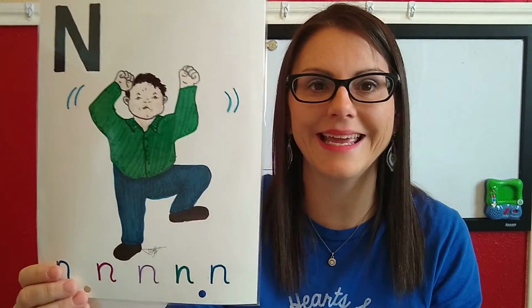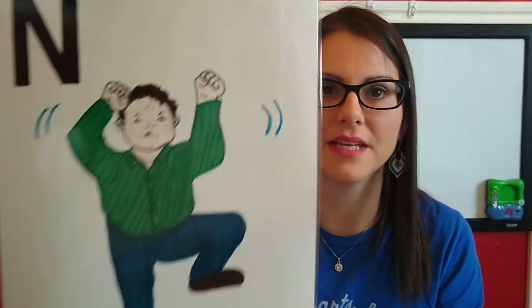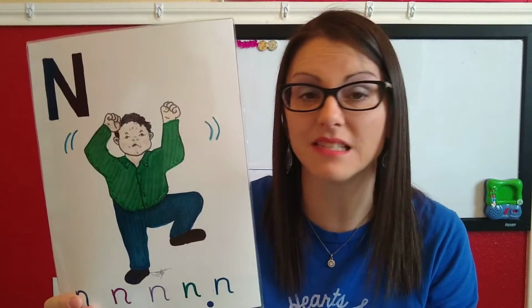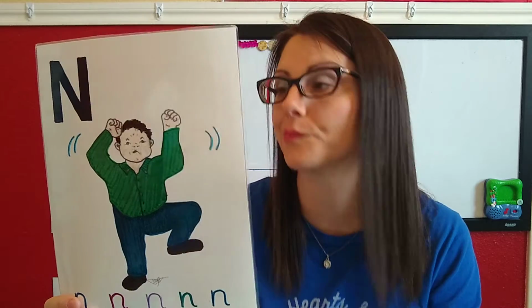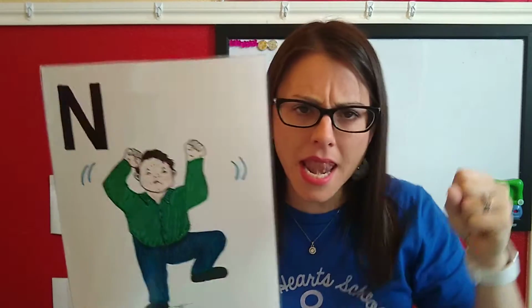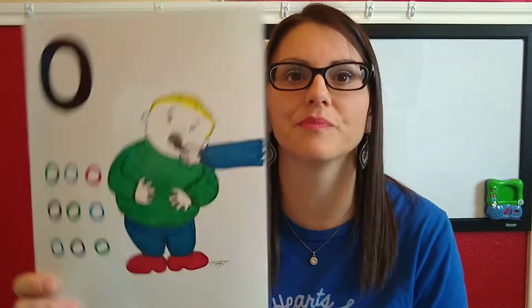All right, here's our next one. The letter N. And look at him. He looks mad. He's throwing a fit. He's about to tell somebody no. So we're going to take our arms and we are going to say N, N, N for the letter N. Take both your arms, go N, N, N. He's getting ready to say no.